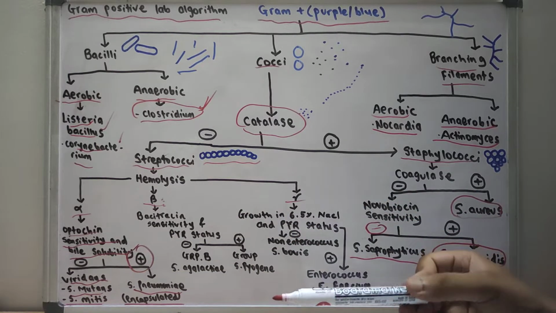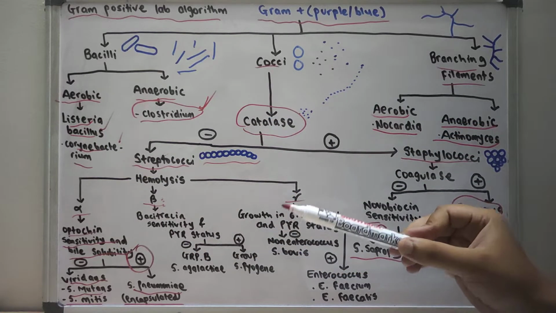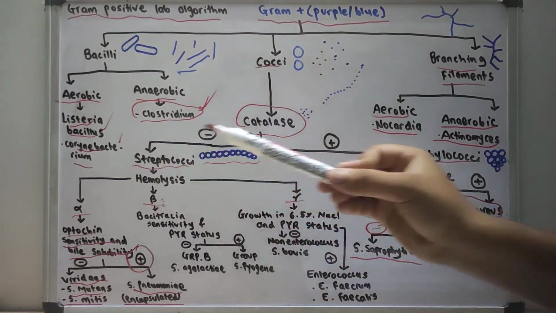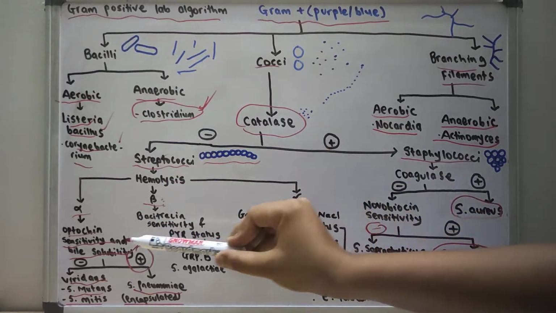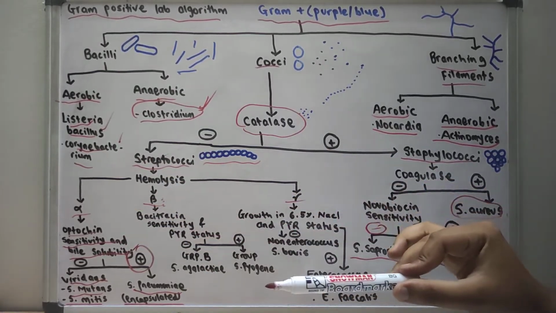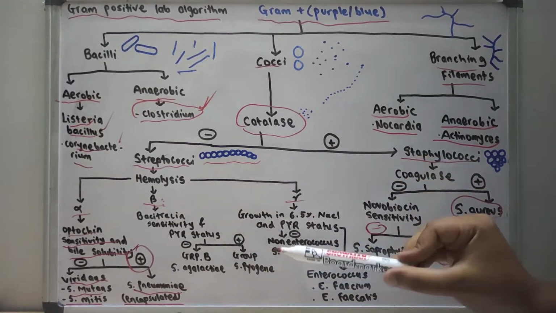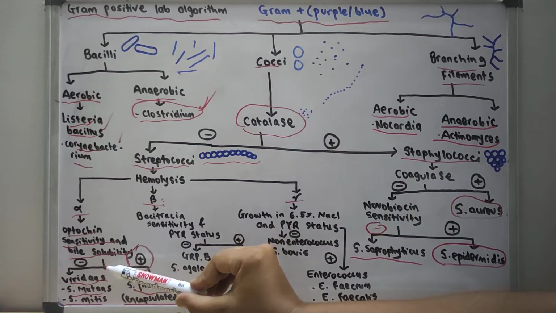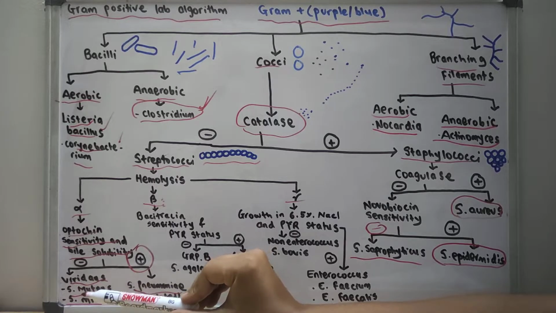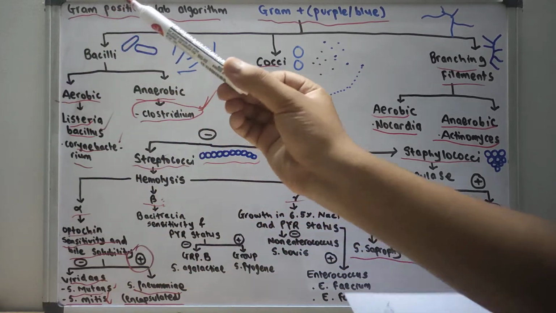So again I am going to tell you, the streptococci is divided into alpha, beta, and gamma hemolysis. The alpha hemolytic streptococci is divided again on the basis of optochin sensitivity and bile solubility. The streptococcal bacteria which are optochin sensitive and bile soluble are Streptococcus pneumoniae, which is encapsulated, whereas optochin insensitive and bile insoluble streptococci are the viridans group of streptococci. Those are Streptococcus mutans and Streptococcus mitis.